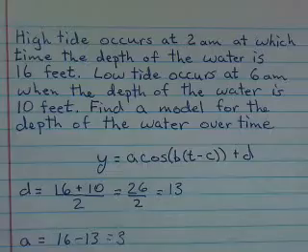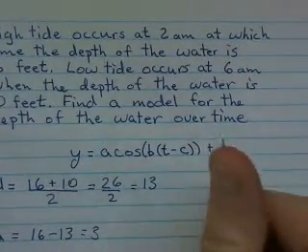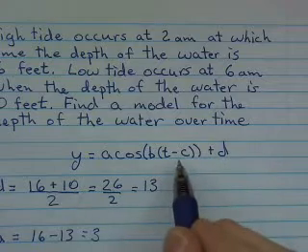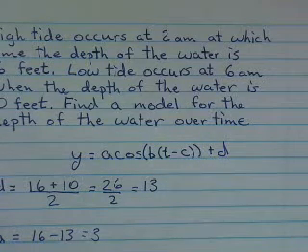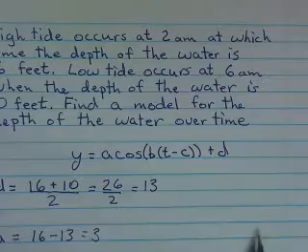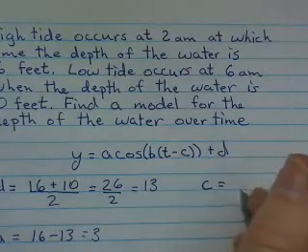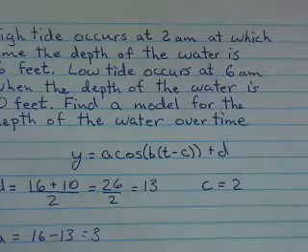Now, the maximum depth of the water occurs at 2 a.m. So for cosine, the maximum usually starts off at 0. Well, if the max occurs at 2, then we can think of that as a shift. So we'll call that C equals 2.